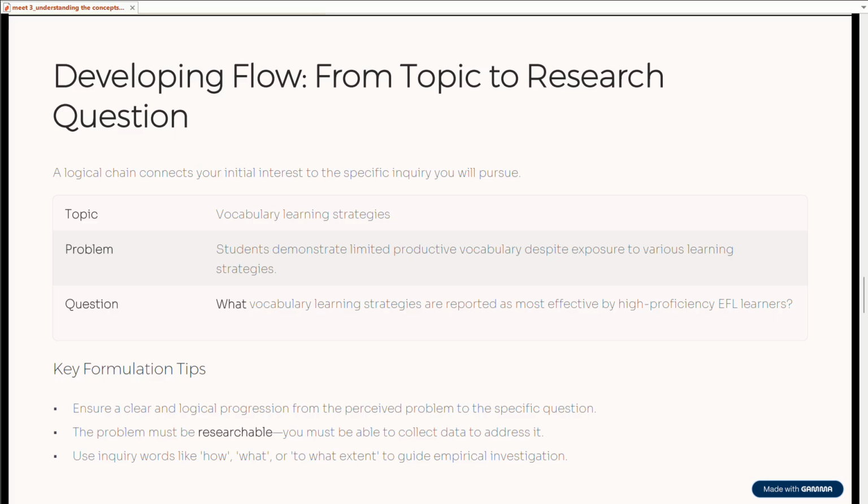Or maybe I can simplify the explanation: after you know the topic and the problem, try to brainstorm, try to do the listing session, maybe a mind map or a spider web or any other tool, listing possible questions that pop up from the problem that you have. So you can start to formulate the research question by using the key formulation tips given.